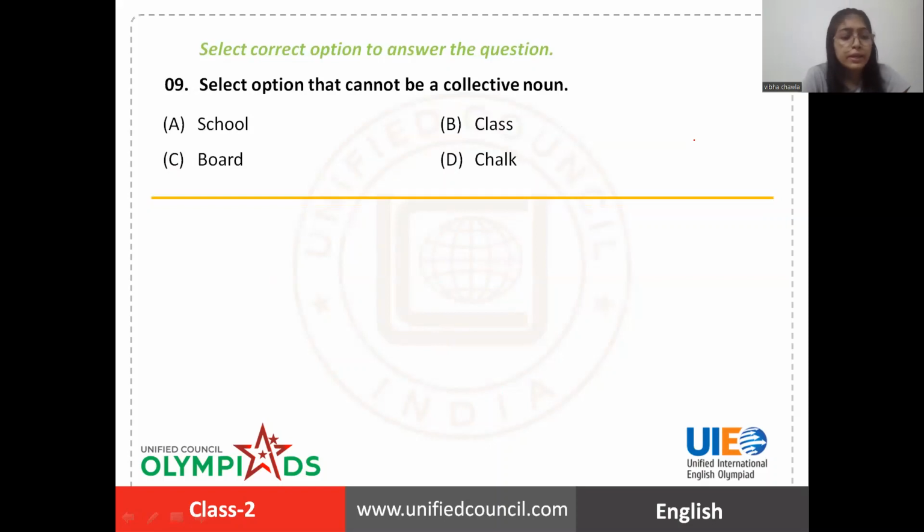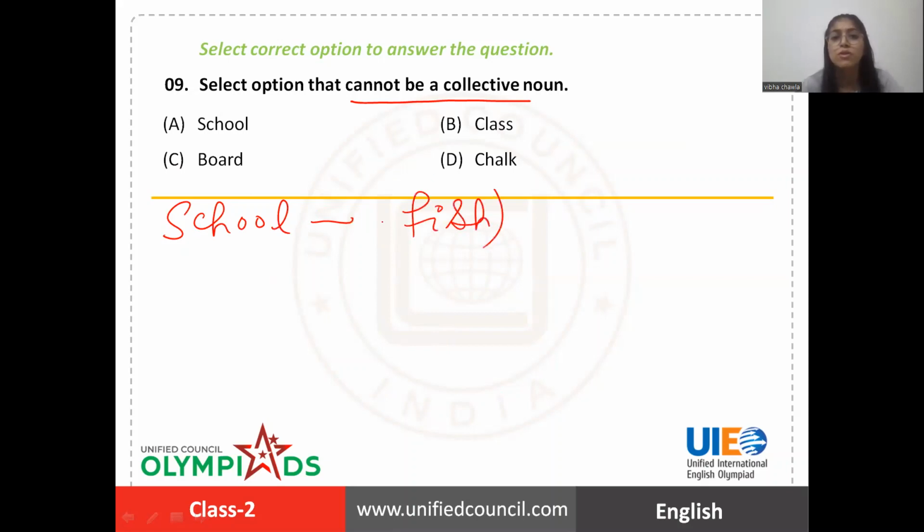In question number 9, we have to tell which option cannot be a collective noun. Let's have a look. School. We say school of fish. It is a collection of fish. It is the name of a group of fish. School of fish or shoal of fish it is called.